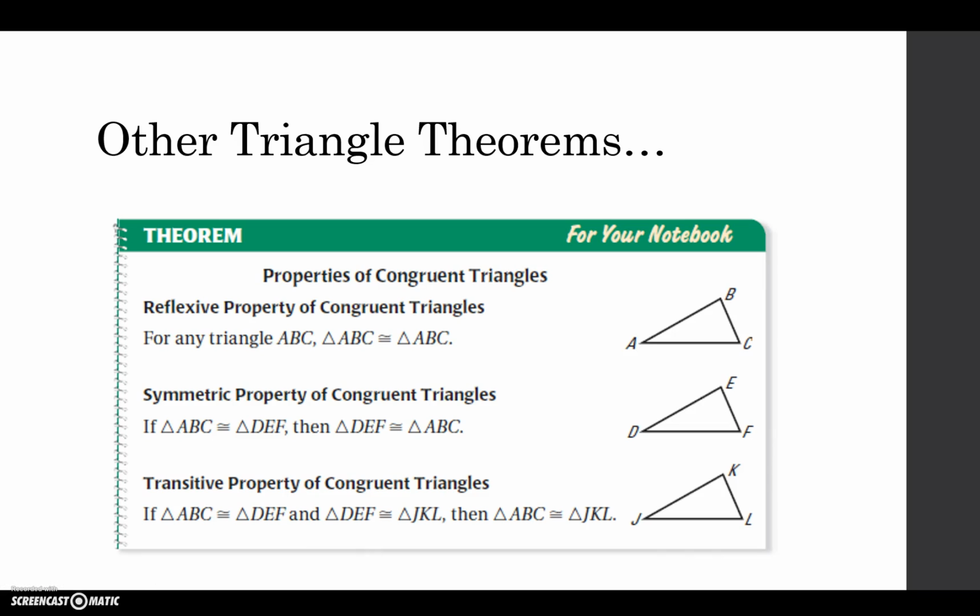One last thing I wanted to go over with you is the reflexive, symmetric, and transitive properties are applicable to our congruent triangles. The first one says that a triangle is congruent to itself. The second one allows us to rewrite the congruent statement in either way. And the third is the transitive, where if one triangle is congruent to another, and that same one's congruent to a third triangle, then we can drop the middleman and we can go right from the first to the third.